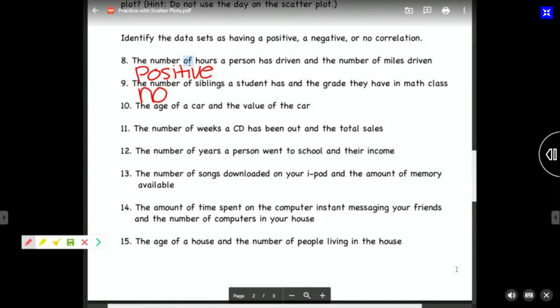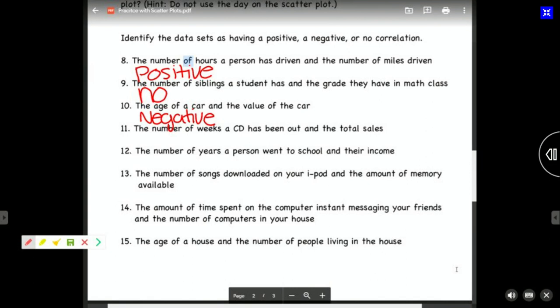What about the age of the car and the value of the car? As the car gets older, it decreases, right? Negative, because the car's age is increasing, the car's value is decreasing. If we're going opposite direction, it's negative.